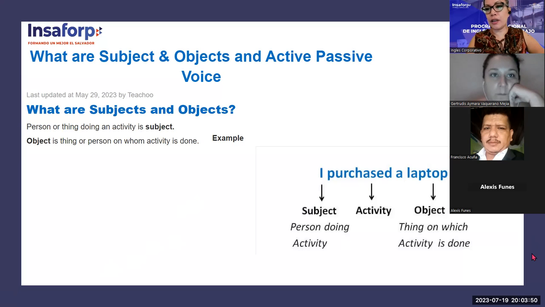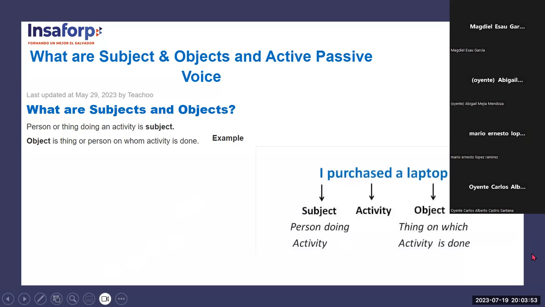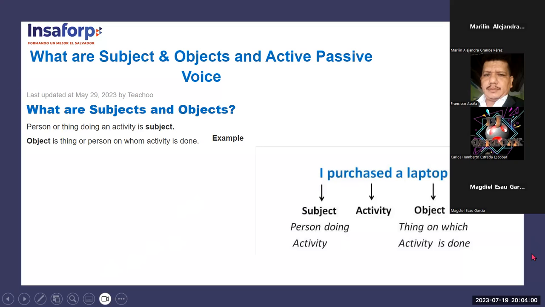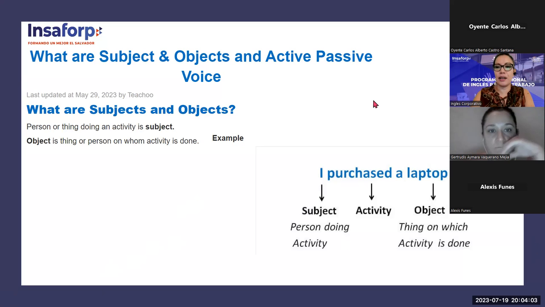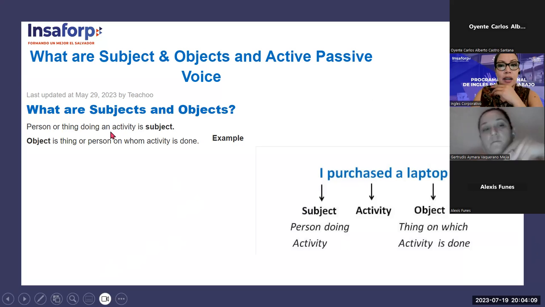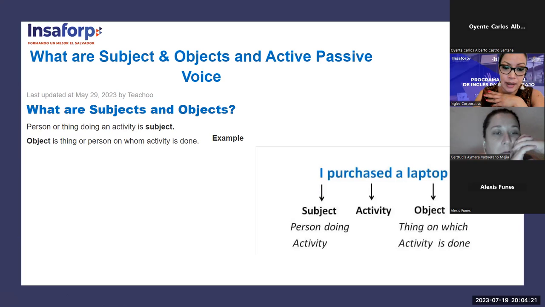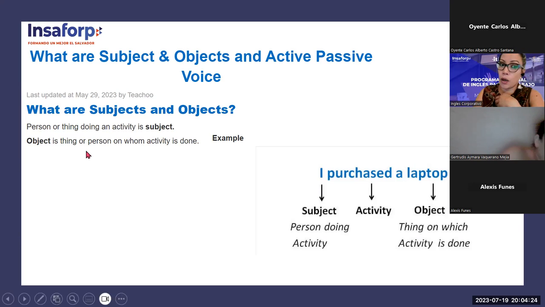And yesterday, it told me that you were having issues identifying the objects. And it's probably when we have certain kind of verbs that we're going to discuss. For this one, I have this. What are subjects and objects, active and passive voice? Subject and object. Person or thing doing an activity is the subject. Quien hace la acción es el sujeto, ¿verdad? De la oración. Now, object is the thing or person on whom the activity is done. El objeto ya sería la cosa o persona sobre quien la actividad es hecha, ¿verdad?